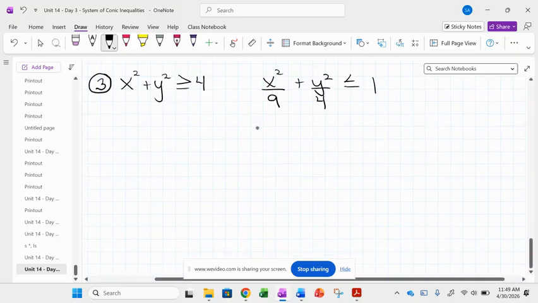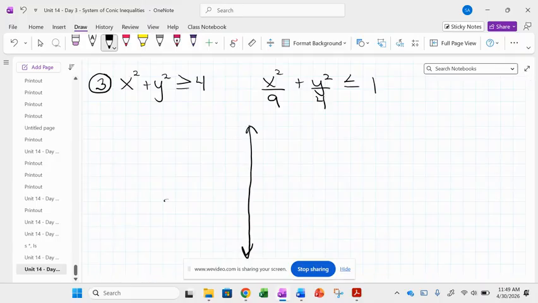So since they're already in the right format, I could just get right into sketching. So I have a circle with a radius of 2 and a center of 0, 0. And I'm doing a solid circle because of the greater than or equal to.